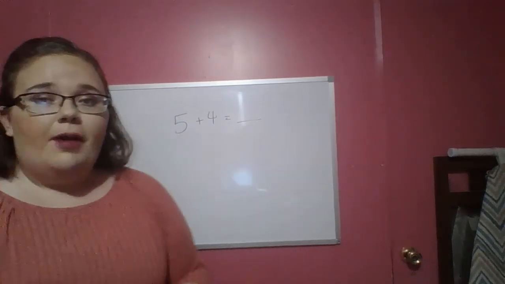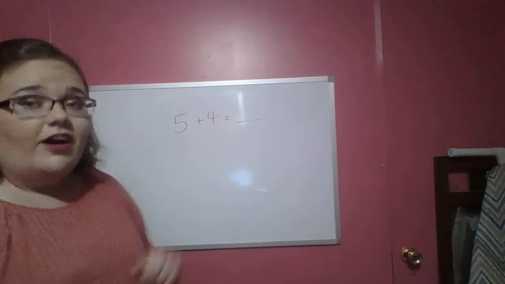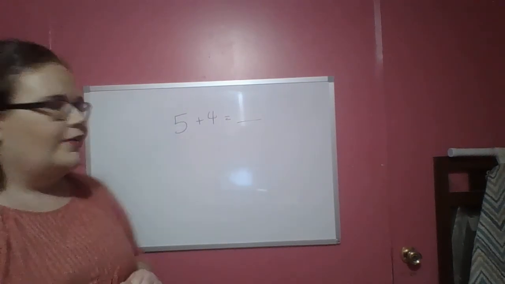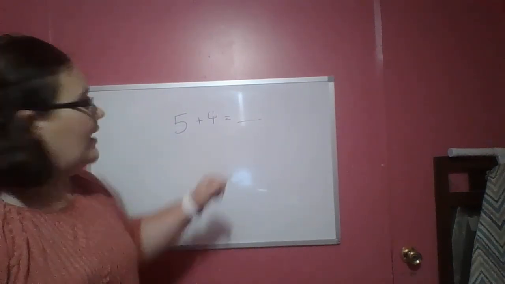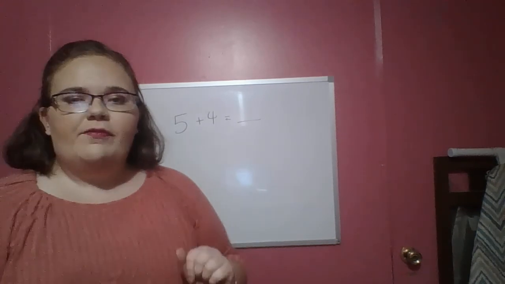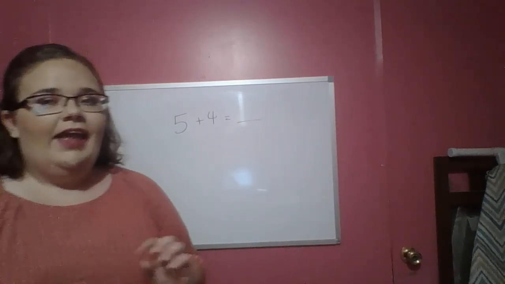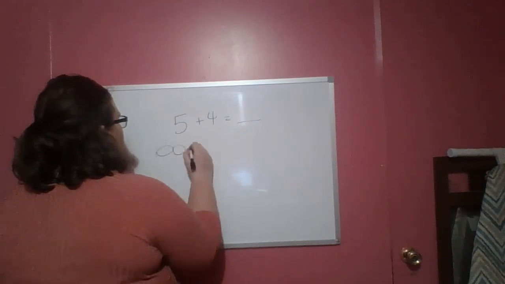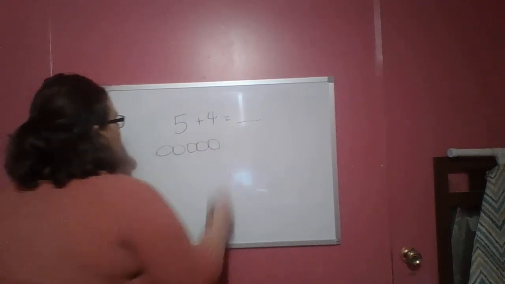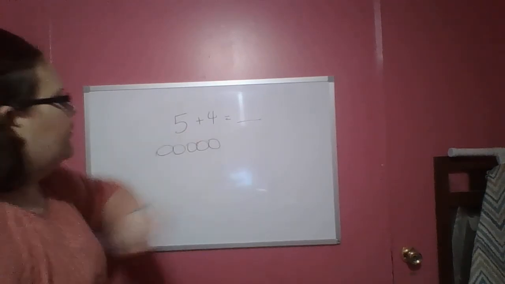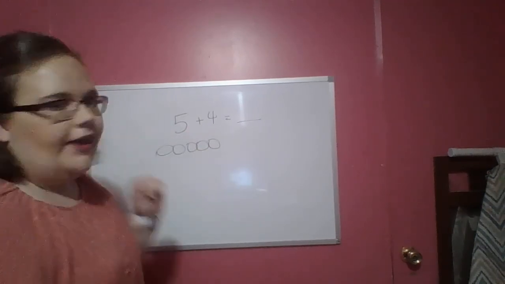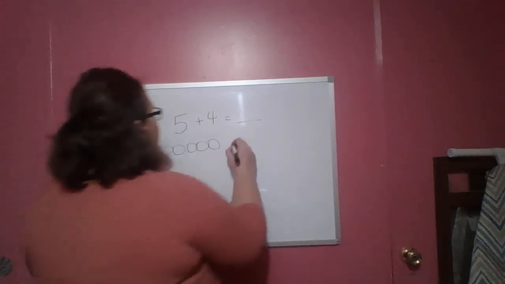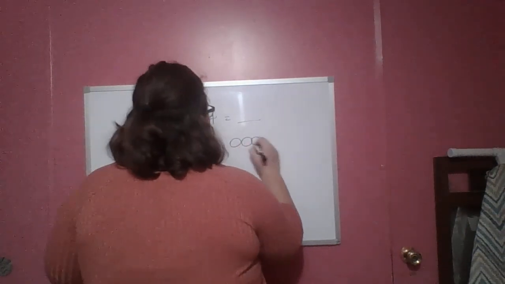So go ahead and pause the video while you solve this problem. Okay? So now I am going to solve it for you to see if we get the same answer. Okay? So the first number is 5. So I'm going to draw 5 circles. The second number is the number 4. So I'm going to draw 4 circles.